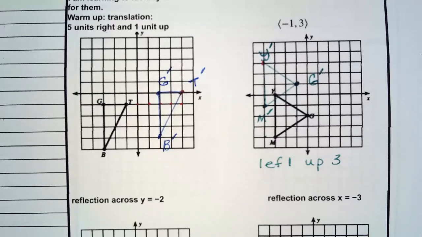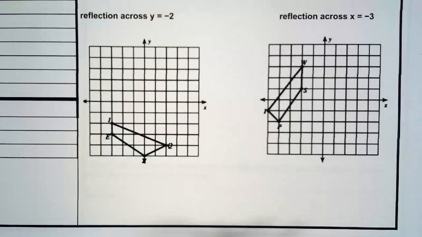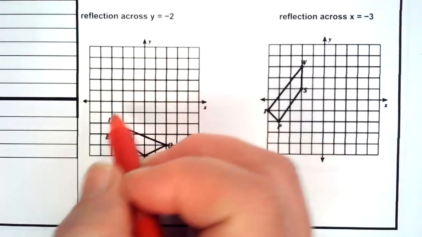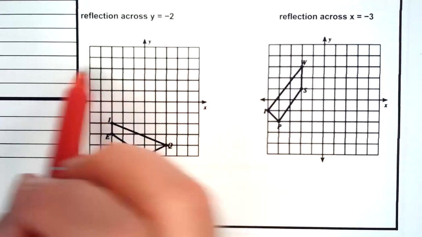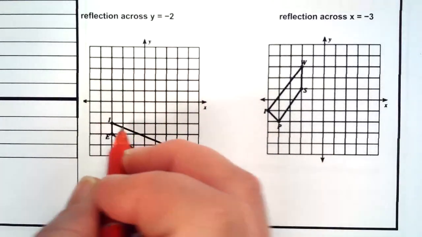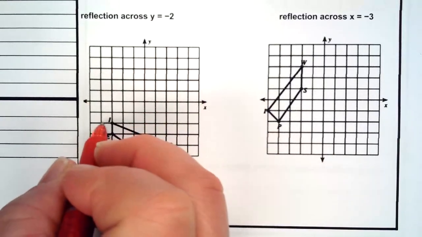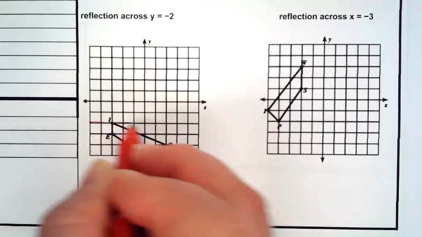So when you're doing translations, you're counting. When you're doing reflections, you're counting. So the next 2 are reflections. Reflect across the line y is equal to -2. What does the line y is equal to -2 look like? Okay, so if I remember, y is equal to are those horizontal lines. -2 is right here.